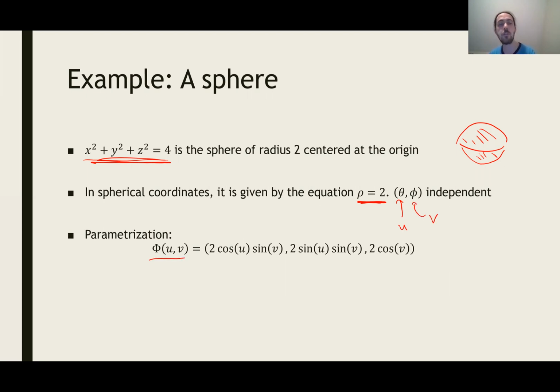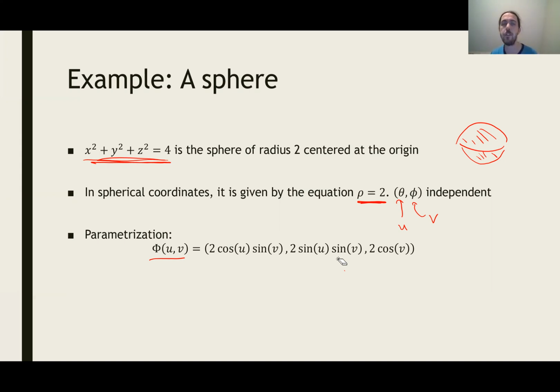And then I write down a parameterization by plugging in my formulas for spherical coordinates: rho cos theta sine phi, rho sine theta sine phi, and rho cos phi, like so. I'm just taking my formulas for spherical coordinates and plugging in rho equals 2, and then my independent variables theta and phi are equal to u and v. And that gives me a parameterization of the sphere.